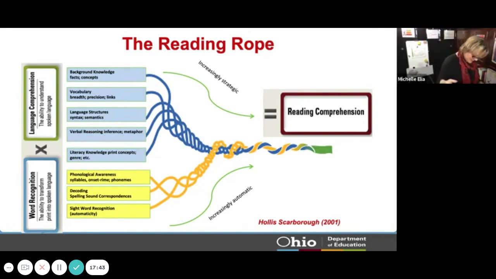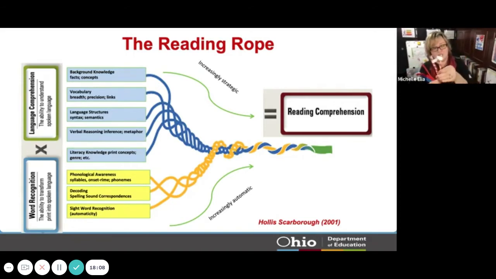So in all of your spare time, where'd mine go? I challenge you to make yourself a pipe cleaner Scarborough's rope so that you have it by you forever and for always, because don't you want one of these on your desk? Seriously, in order to make sure that you remember all of the essential components. So I have mine red for language comprehension, blue for word recognition.